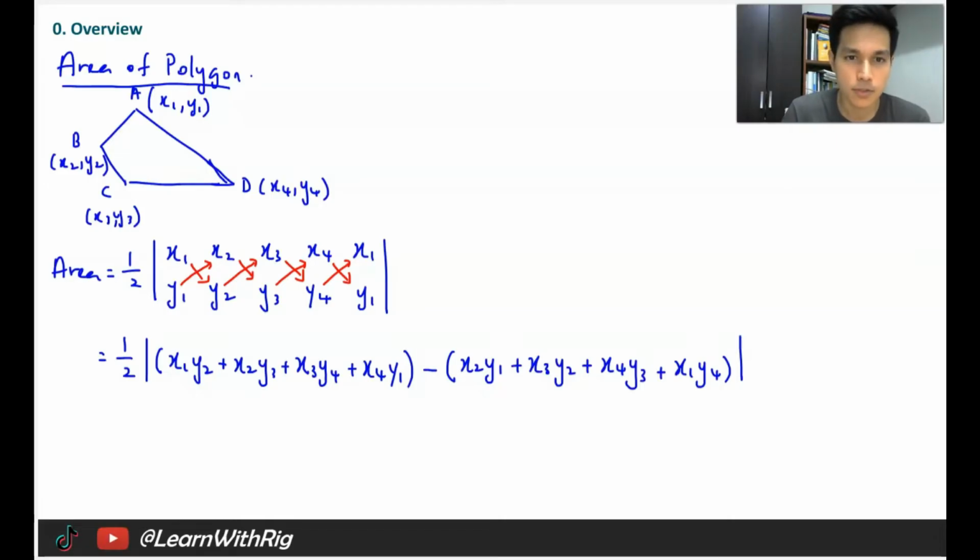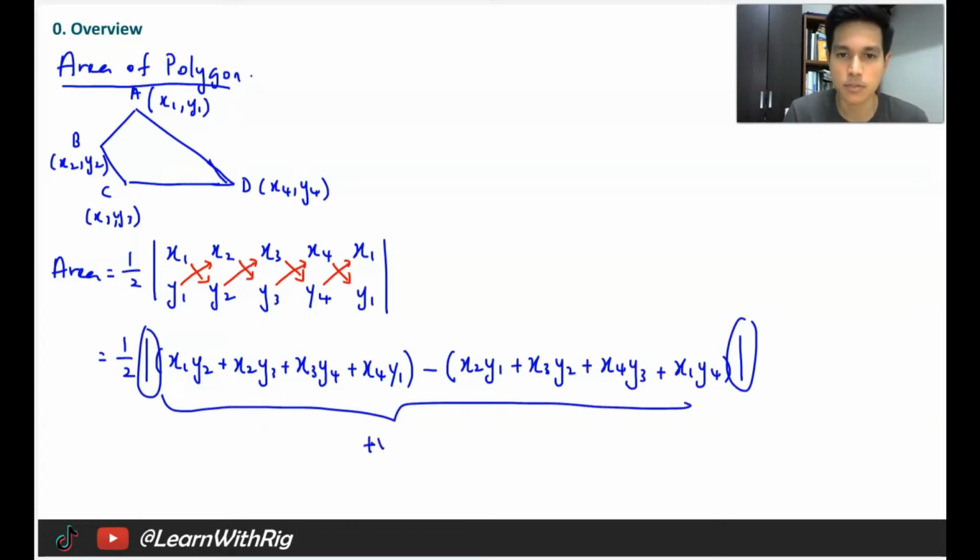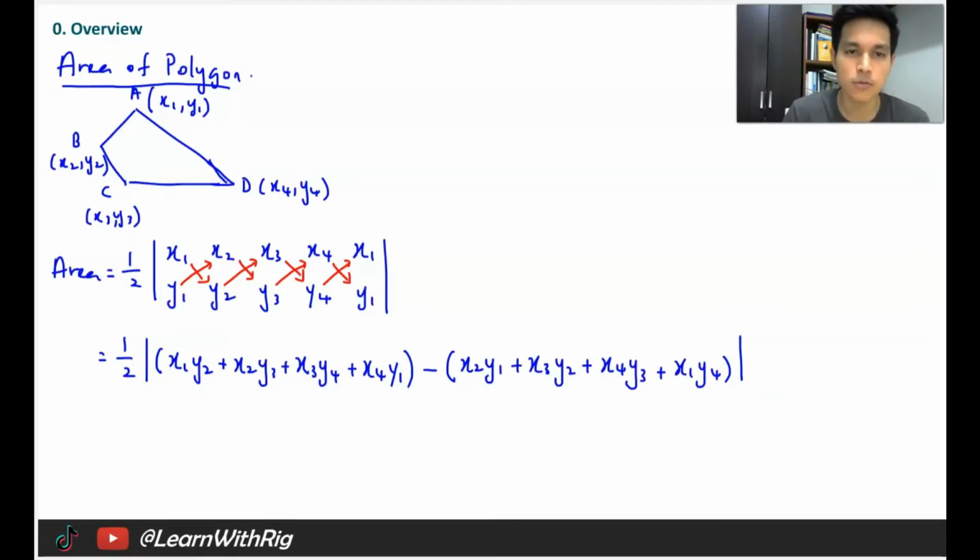Now the reason why we use modulus is because whatever value you get here, it has to be a positive value. It cannot be a negative, because area will not have a negative. So make sure you get a positive value. Even if you get a negative value, the modulus will make the negative become positive. So this is one of the formulas.